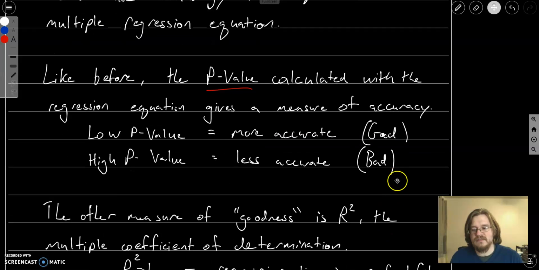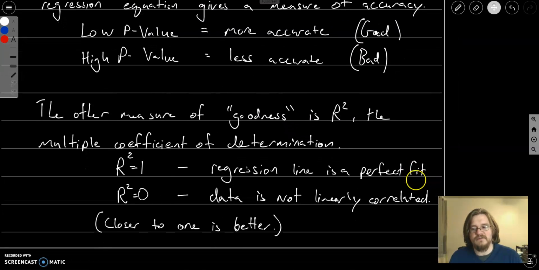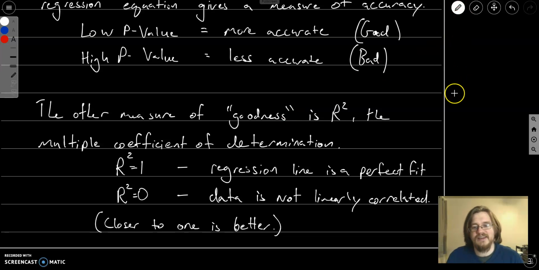So we want low p-values, and the other measure of goodness, and this is actually surprisingly a technical term, goodness of fit, is what's called R squared. R, like the linear correlation coefficient from last time. R squared is called the multiple coefficient of determination. Essentially, the way that you'd read this is that R squared will range between 1 and 0. At 1, this means that our regression equation that's describing the data is a perfect fit.